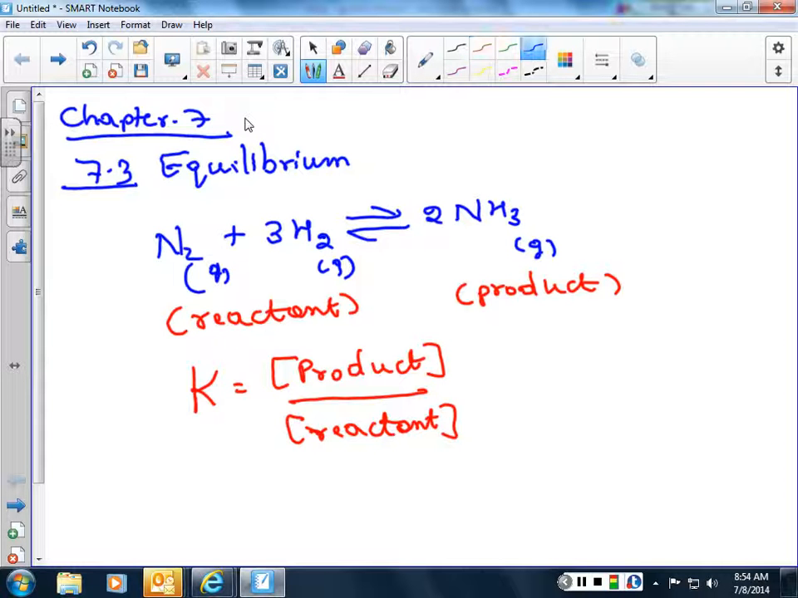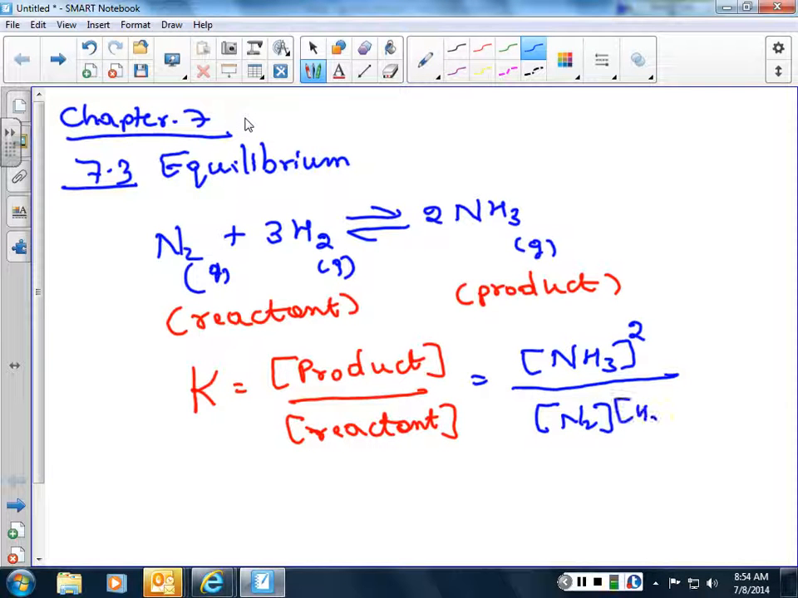So how do you do the product? In this case, our product is NH3. So we'll write NH3 square. Why square? Because there are 2 in front of it. And then N2 and H2 cube. Why have I written 3 here? Because it's 3 here. If it is 1, then you just write 1 or you don't show it, that's fine.